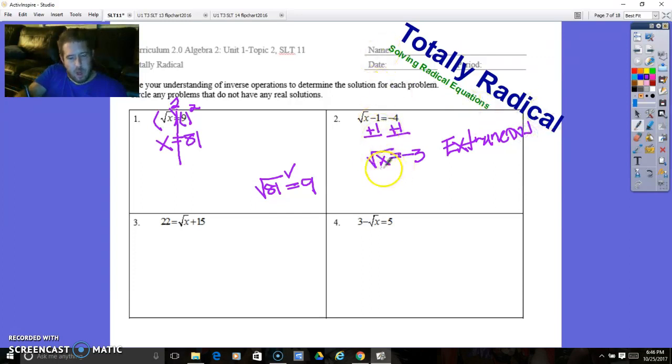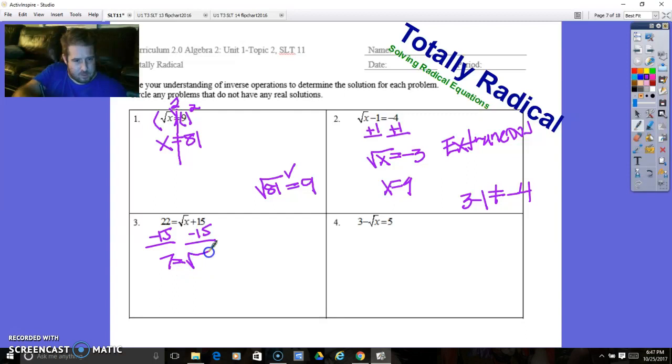Okay, so I would have solved it and got x equals 9. But I want to show you, so when I take 9 and plug it back in, the square root of 9 is 3, and 3 minus 1 is not -4. So that's not true. Since it's not true, that means that answer is extraneous. All right, so subtract 15 from both sides on here. That's going to leave you with 7 equals the square root of x, square both sides, and x equals 49.